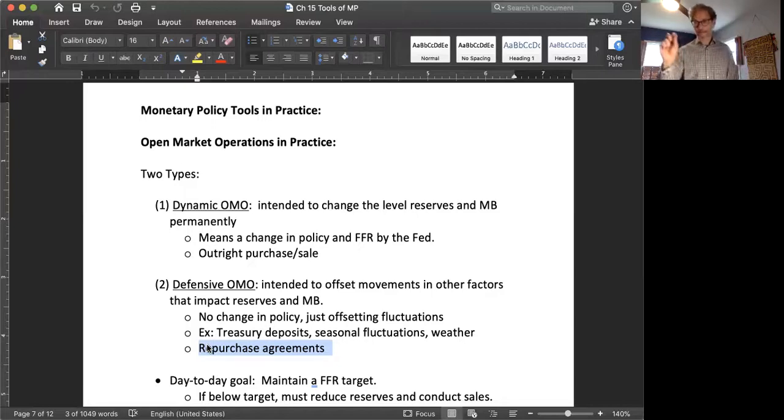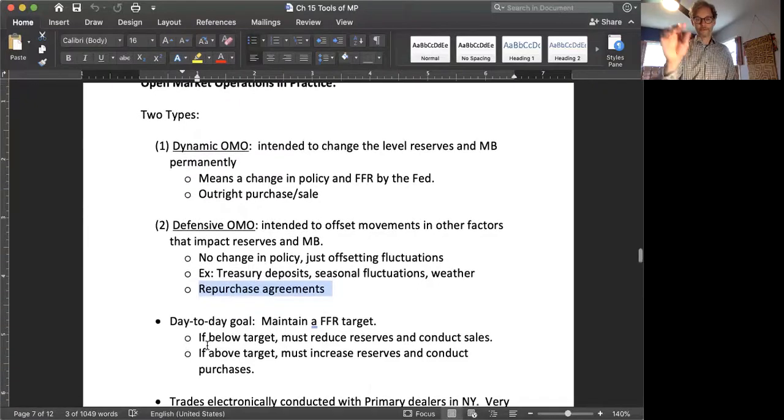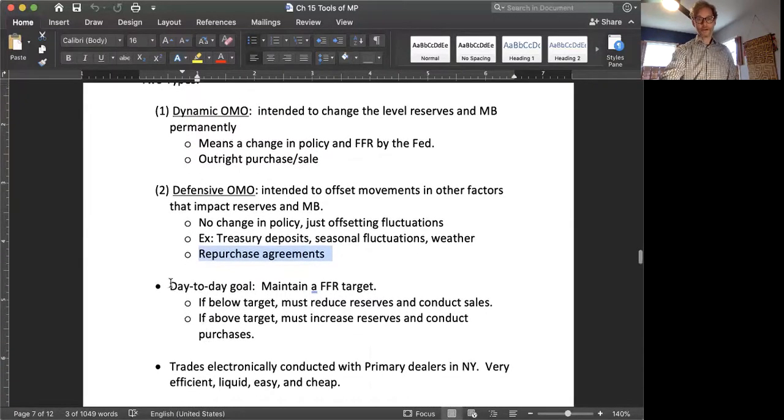Because they're just trying to tinker with the money supply in an effort to keep the federal funds rate at its target. So, the day-to-day goal is you maintain what that federal funds target is. If the federal funds rate is below its target, you must reduce reserves and conduct open market sales to drive the federal funds rate up. And if the federal funds rate is above its target, you must increase reserves and conduct purchases to drive the federal funds rate down.